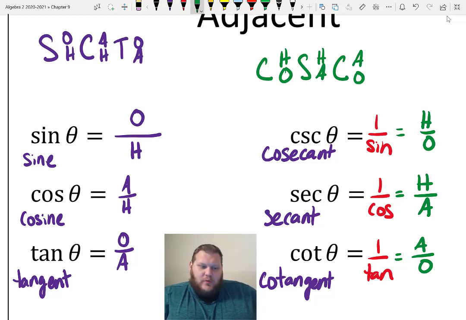The way I do this, and we'll get into an example now that we've established basic info, I usually just start with the big 3, sine, cosine, tangent, and then just flip them over for my 3 reciprocal functions: cosecant, secant, and cotangent.